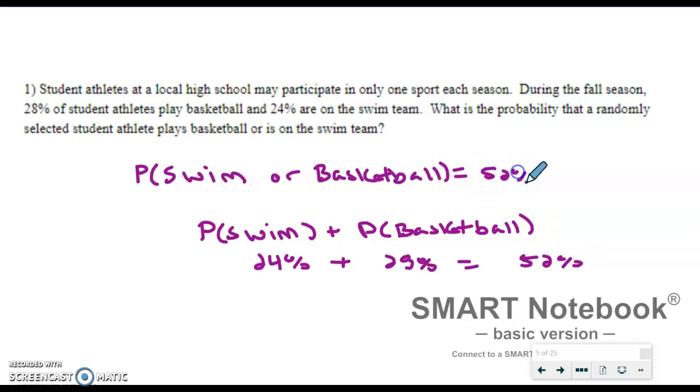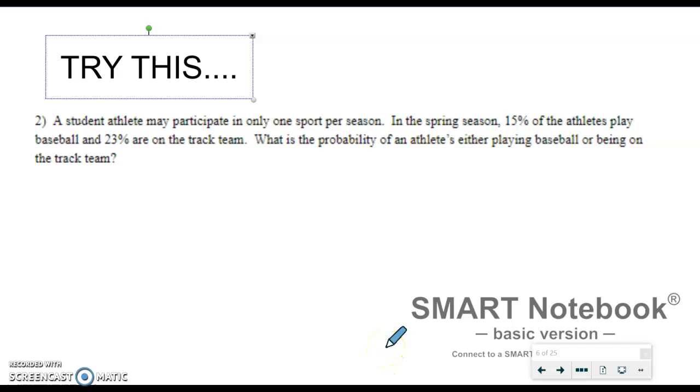All right, so I have one that I'm going to ask you to do. It is actually this one. So I'm going to ask you to try this one. You are asked to find the probability of an athlete either playing basketball or on track.